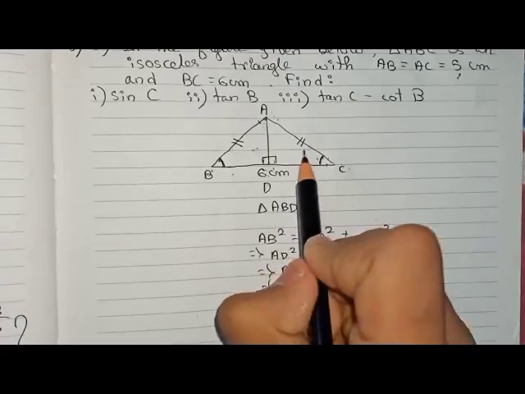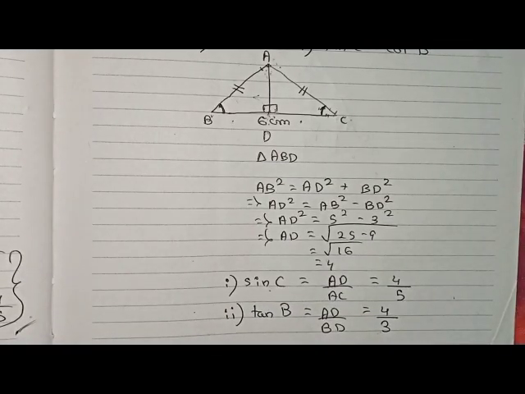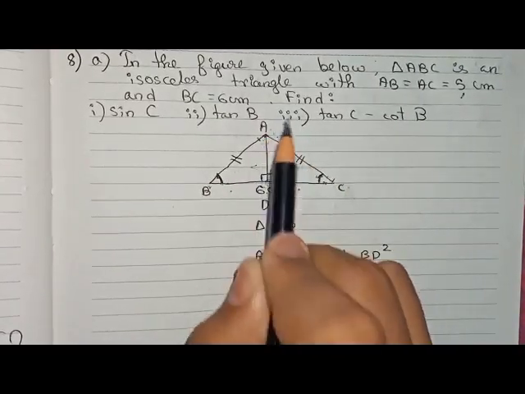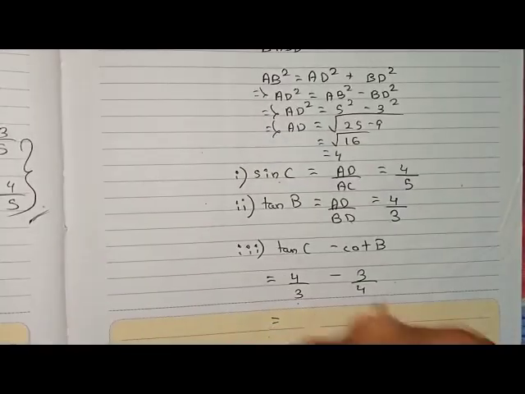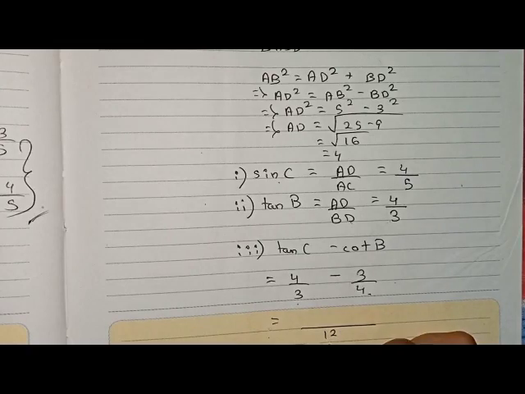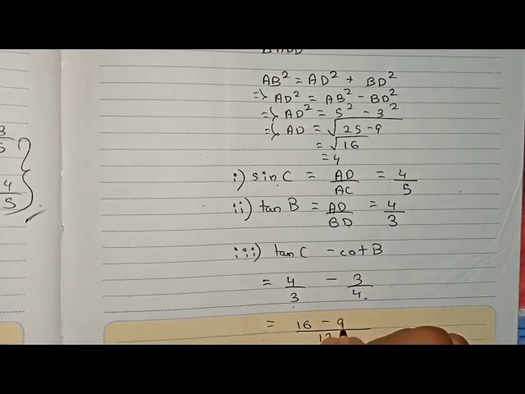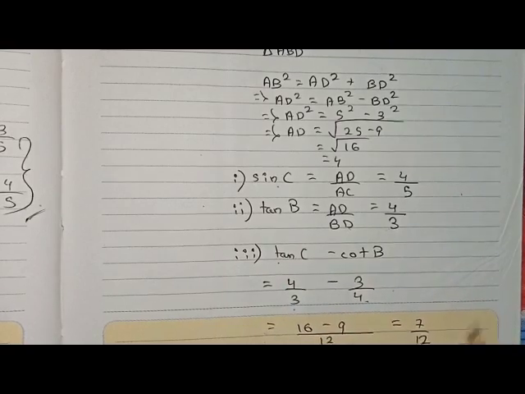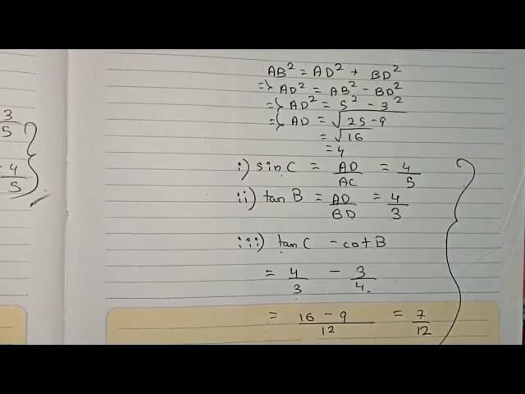Tan C minus cot B. So tan C, height by base, this is height and this is base, that means 4 by 3, minus cot B. So here is B. So base by height, so BD by AD. So 3 by 4. So now 3 4s are 12. So 4 4s are 16 minus 3 3s are 9. So 7 by 12. So tan C minus cot B is equal to 7 by 12. So this is the final answer for this question. So let's move on to the next question.